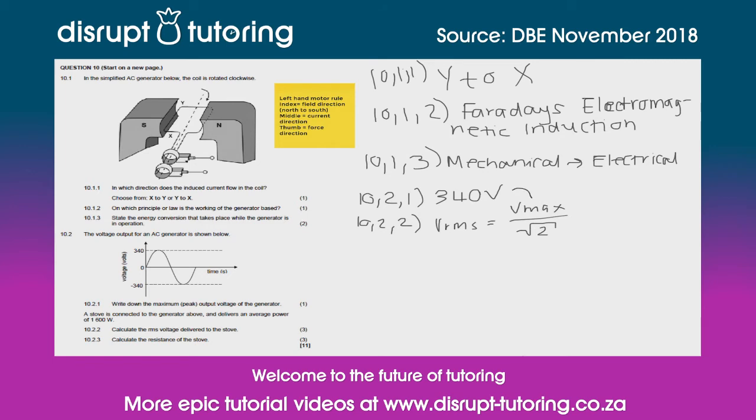And we know that the Vmax is just 340 volts, so you can actually get the VRMS straight away, and that is 240.42 volts. Cool.